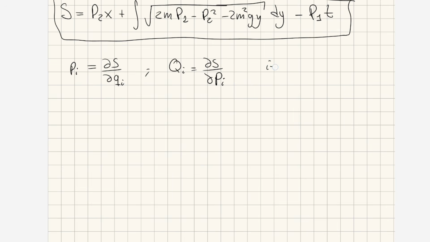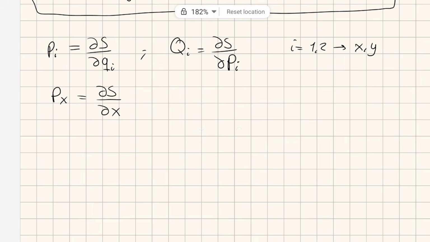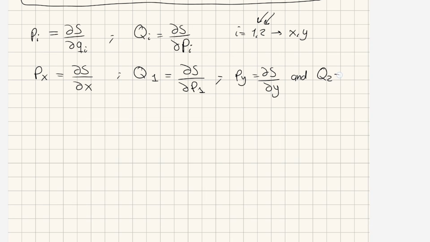In this case, i goes from 1 up to 2, and they are equivalent to x and y. So that means we are going to consider px, which is going to be the partial of s with respect to x. With these q's, we are going to remain with the number notation. So q1 equals the partial of s with respect to p1, and the other equations will be py equals the partial of s with respect to y, and q2 is the partial of s with respect to p2.